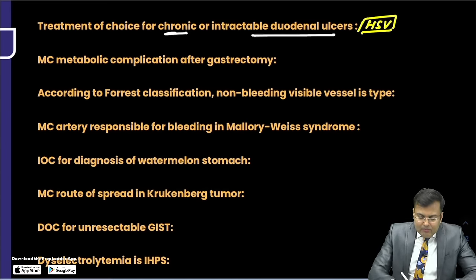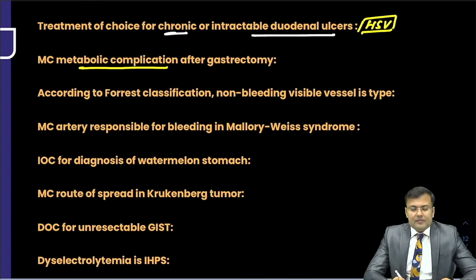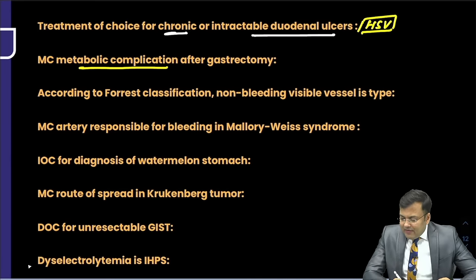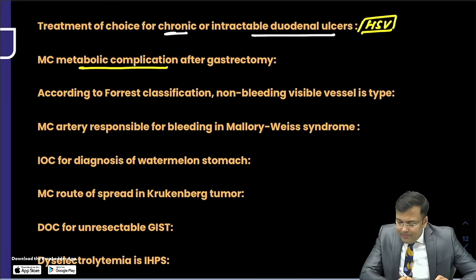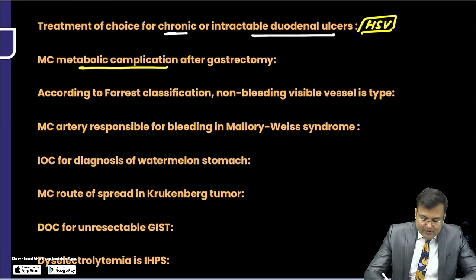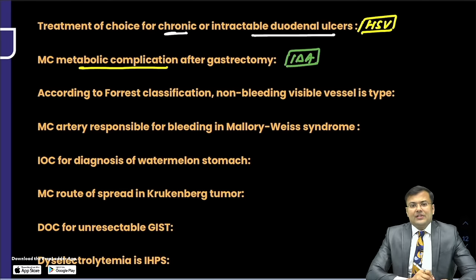Very good. Most common metabolic complication after gastrectomy. Let me see who is going to reply correctly. Not B12. You are close. Iron deficiency anemia. Malay Patel. Very good, Malay. It is iron deficiency anemia. This is iron deficiency anemia.